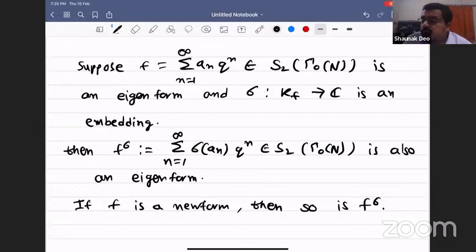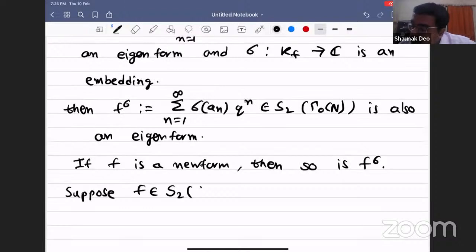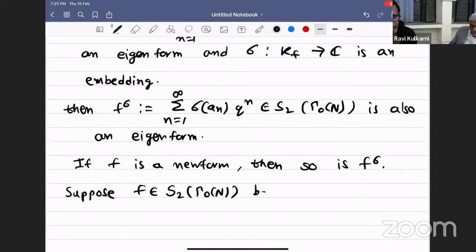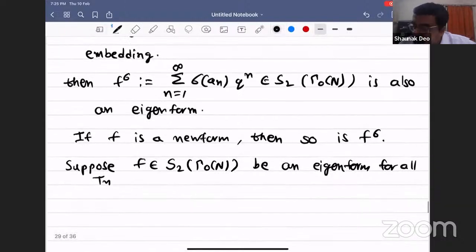That's because, given an eigenform like this, I'm going to now use it to construct a quotient of my Jacobian, which I can because this Jacobian is closely related to weight 2 modular forms, as I had said above. So now suppose again f is an eigenform for all Tn. So f is in S2 of gamma naught of n, an eigenform for all Tn.